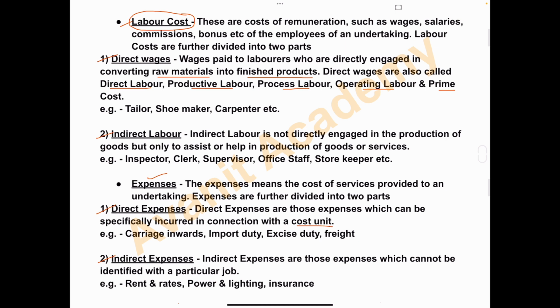Indirect expenses are those expenses which cannot be identified with the particular job. For example, rent and rates, power and lighting, insurance, etc. So this is the cost classification according to elements. According to elements, costs are classified into three parts, that is material cost, labor cost, and expenses. And these three costs are again classified into two parts, that is direct and indirect.